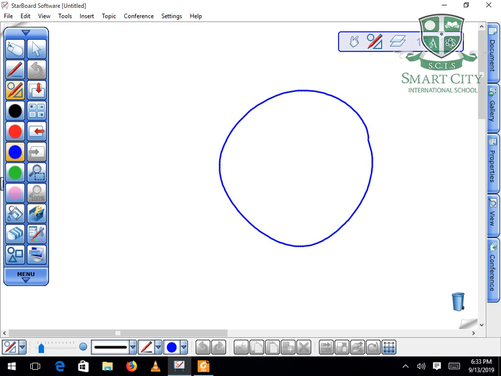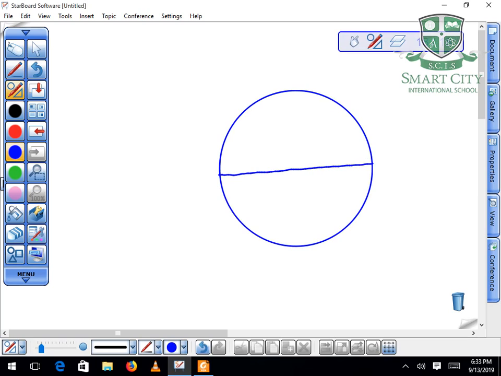If we have a circle, its diameter splits the central angle into two equivalent angles. Each one will be exactly 180. So the diameter of the circle splits its central angle into two equivalent angles. Each one is 180 degrees.